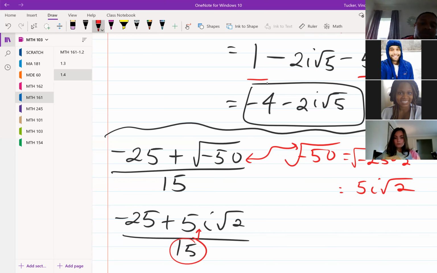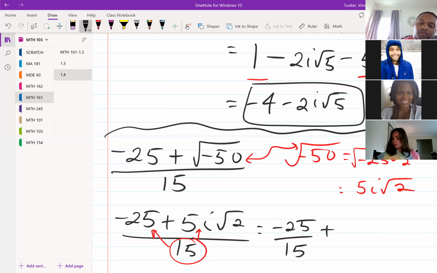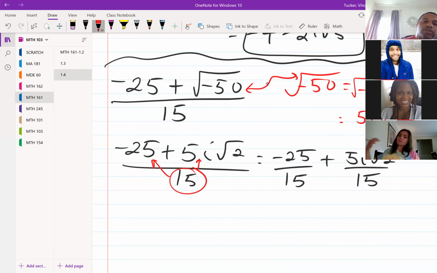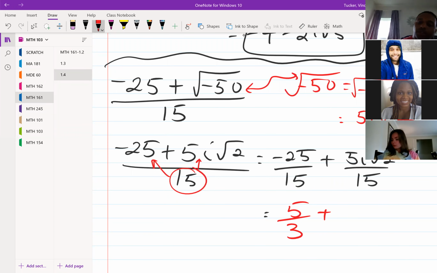Take the 15 and apply it to each numerator. And now reduce accordingly. 5 can divide into each. So that would be 5/3, well, I'm going to get negative 5/3. 5 can go into each, and this next one as well. And that'll be it.